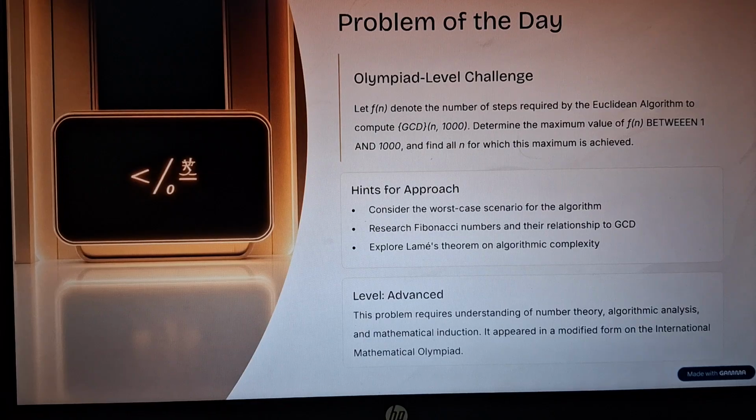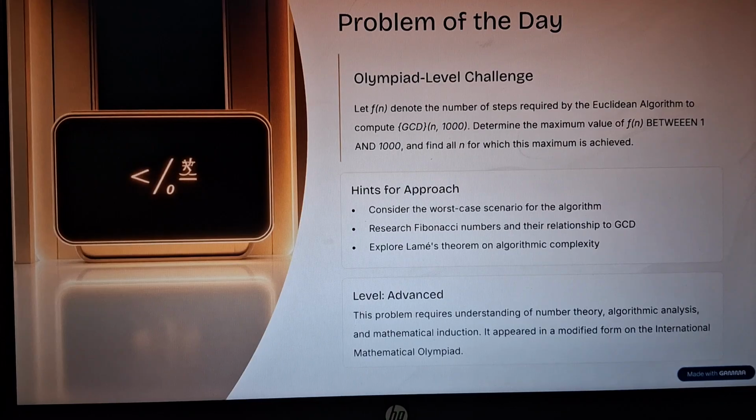Let f of n denote the number of steps required by the Euclidean algorithm to compute the GCD of n and 1000. Determine the maximum value of f of n between 1 and 1000 and find all n for which this maximum is achieved. That is, my friends, this question is trying to tell that we have to take two numbers between 1 and 1000 and try finding out the GCD.